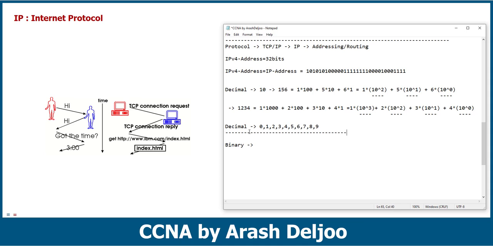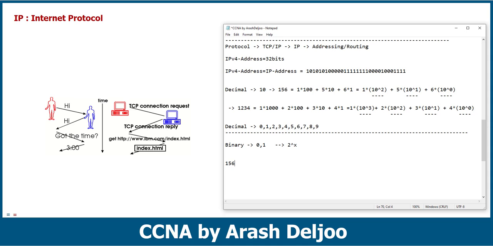But here we have another basis, the basis of IP addressing. We call it binary. In binary we have only 0 and 1. And when you say that I am using the binary basis, this means that you are talking about the basis of 2, okay, 2 to the power of something. Let me give you one example for better understanding.